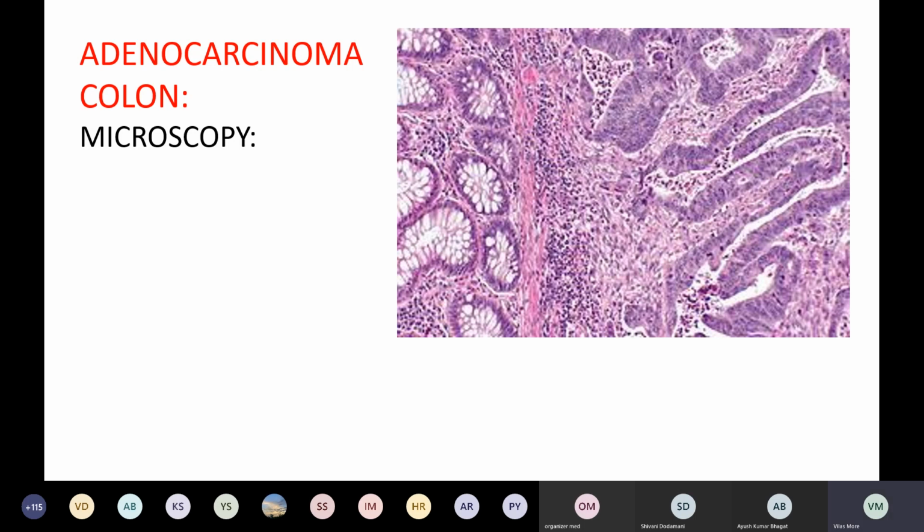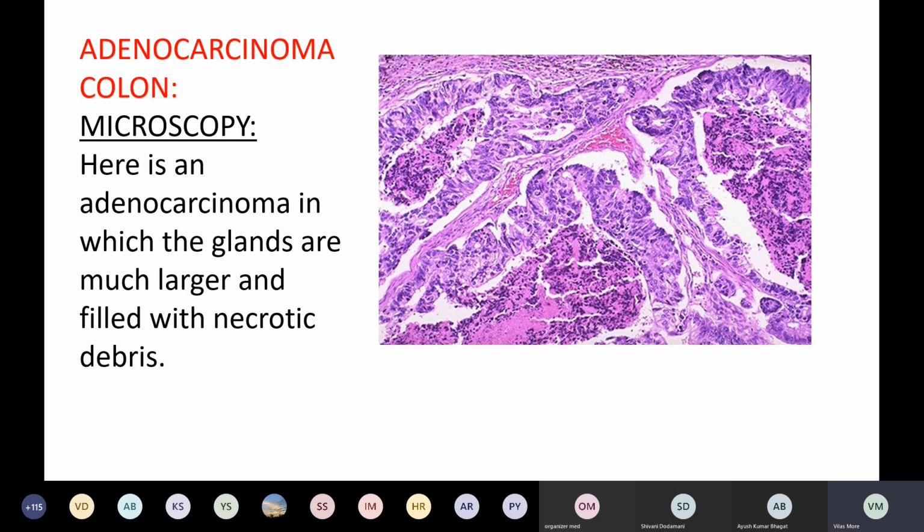So this is a high power picture of the same adenocarcinoma of the colon. Again, here is the adenocarcinoma, in which the glands are much larger and filled with necrotic debris. So as there is a rapid growth, the central cells are devoid of blood supply and may suffer from necrosis. So this is the rapidly growing adenocarcinoma of colon.